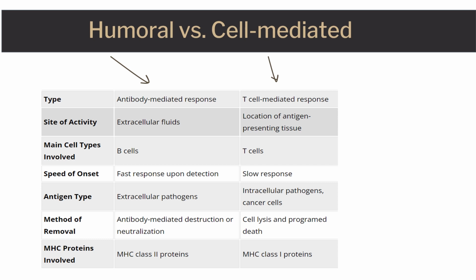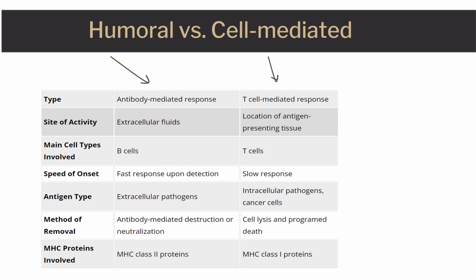Humoral versus cell-mediated. B cells activate humoral immunity, whereas T cells activate cell-mediated immunity. The major difference between humoral and cell-mediated immunity is that humoral immunity produces antigen-specific antibodies, whereas cell-mediated immunity does not. T lymphocytes, on the other hand, kill infected cells by triggering apoptosis. Humoral immunity develops quickly, whereas cell-mediated immunity takes considerably longer.